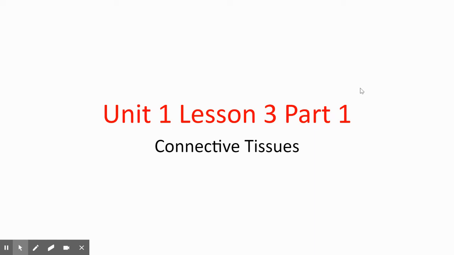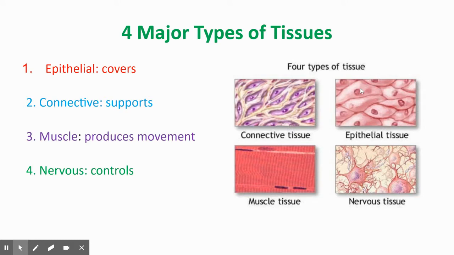So connective tissues, what I've done is I've divided this lesson into two parts. Instead of being one long continuous lesson, we're just going to break it down into two smaller parts. Just as a quick review, these are the four major types of tissues. We've already gone over epithelial tissues, and now we're on to our second category called connective tissue.